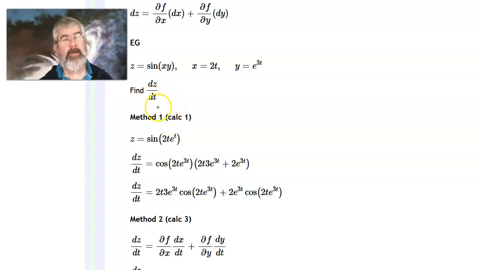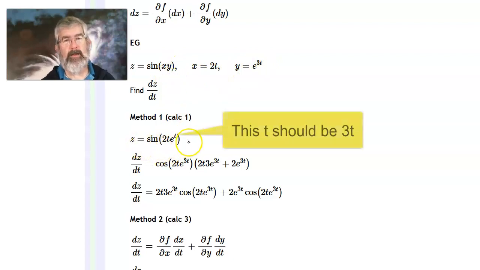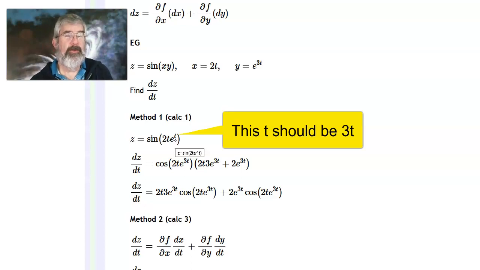So in a Calc 1 class, I can only deal with one variable at a time. So this x and y, I'm just going to replace them. I'm going to put the 2t in for x, and I'm going to put the e to the 3t in for y, and I get this. I get z as a function of t. Now there's no partial derivatives at all. This is just take the derivative with respect to t. And so I'll do that.